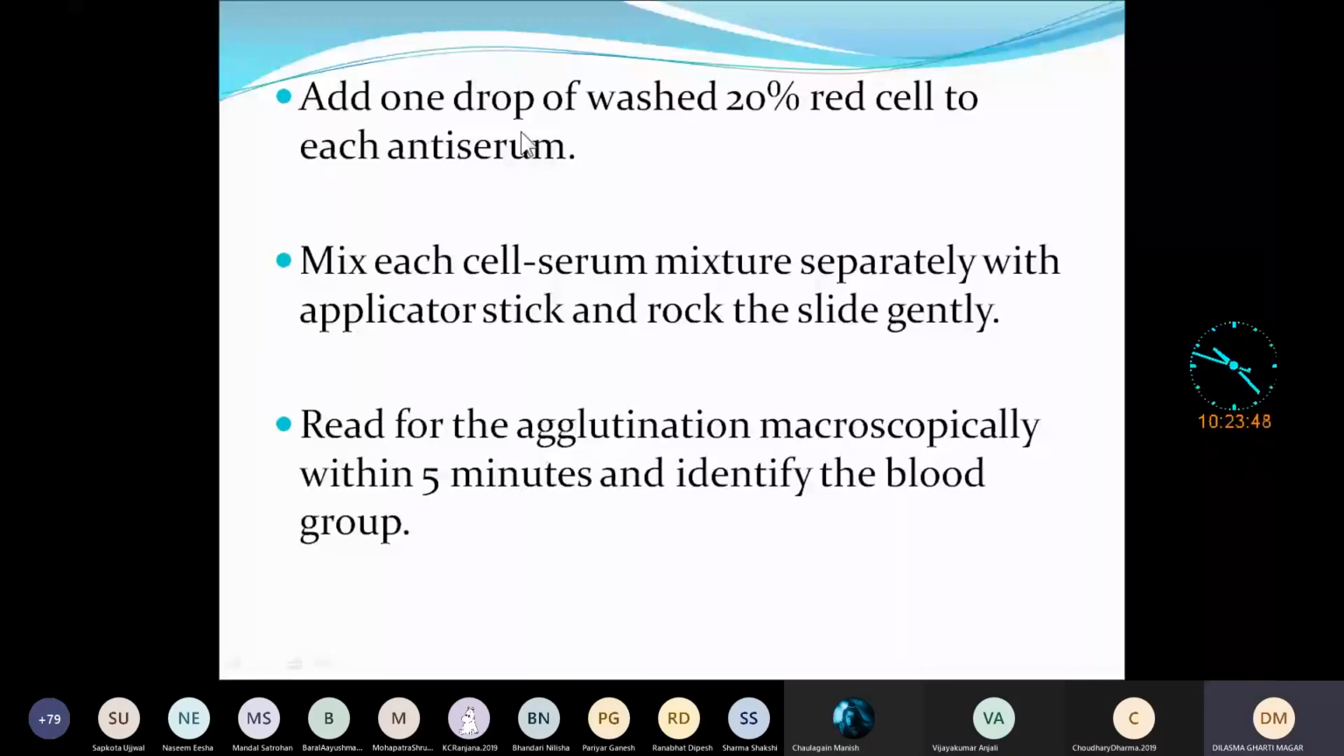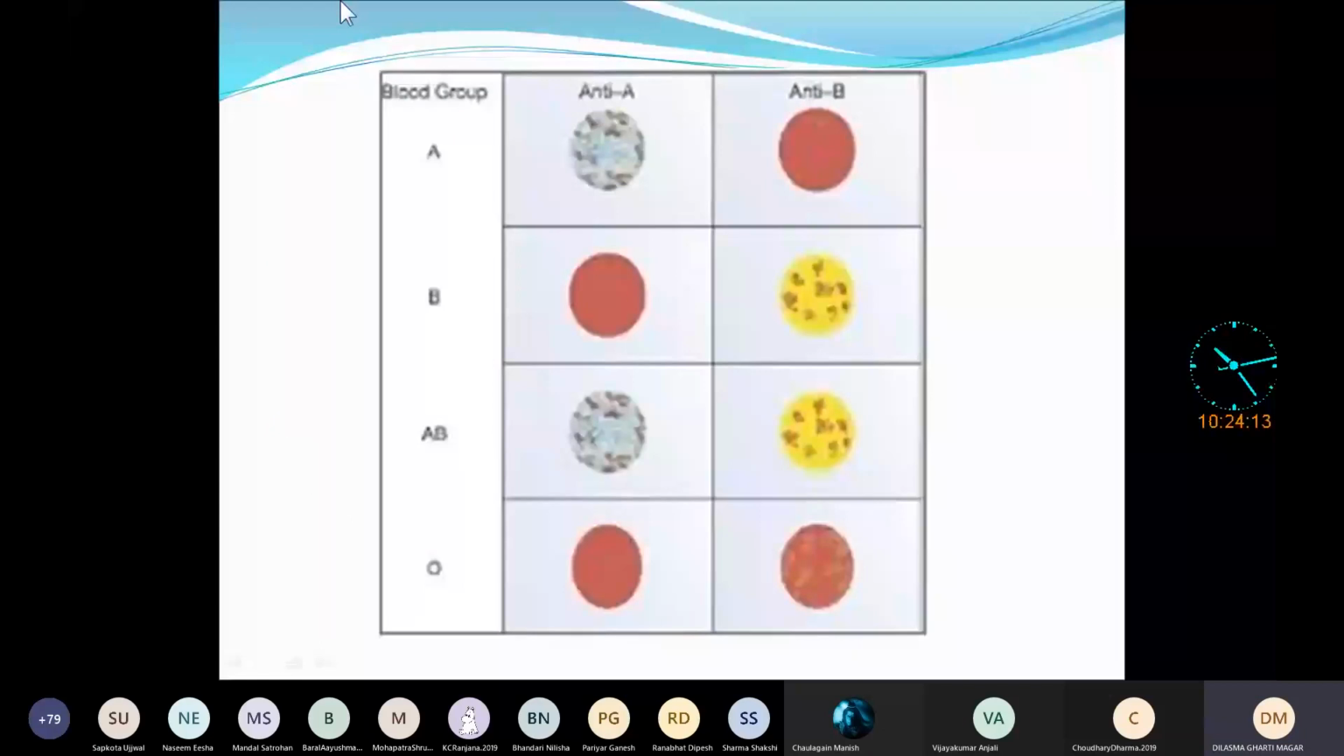Now in that anti-sera written slide, we will add the blood, washed red cells we will add, and then we'll mix those red cells and the anti-sera with the help of the applicator stick, and then we'll rock the slide gently, and then we'll leave it for some time. So after 5 minutes, we will see whether the agglutination or the clumping of the RBCs has occurred or not. So now you see the picture.